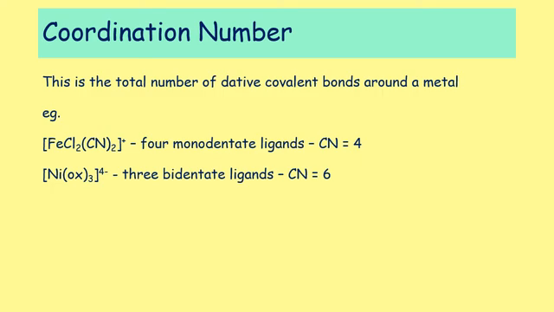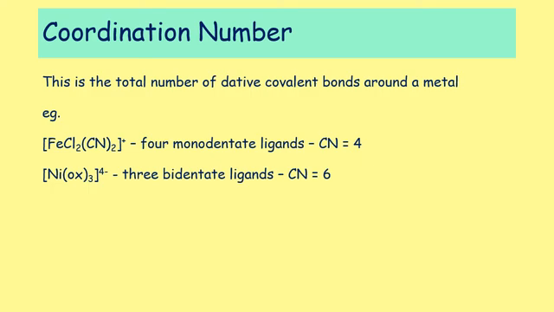So in that first complex, iron with 2 chlorines and 2 cyanides. Chlorine and cyanide are all monodentate. So we've got 4 monodentate ones, which means the coordination number is 4. This nickel one, OX, is the symbol for oxalate. Now oxalate was bidentate, and we have 3 oxalate ligands, which means that's 6 bonds to the nickel. And so it's got a coordination number of 6.